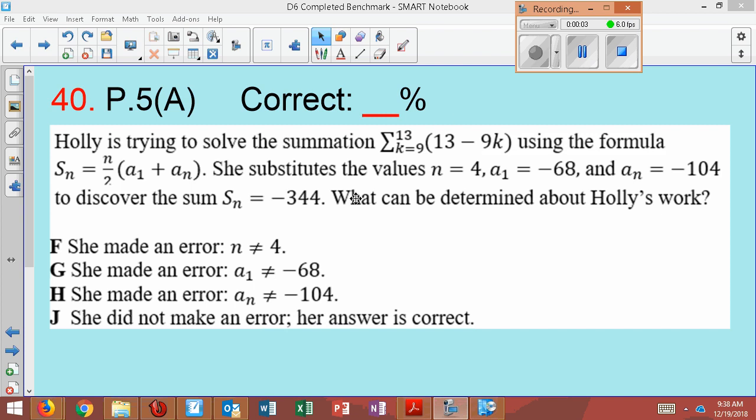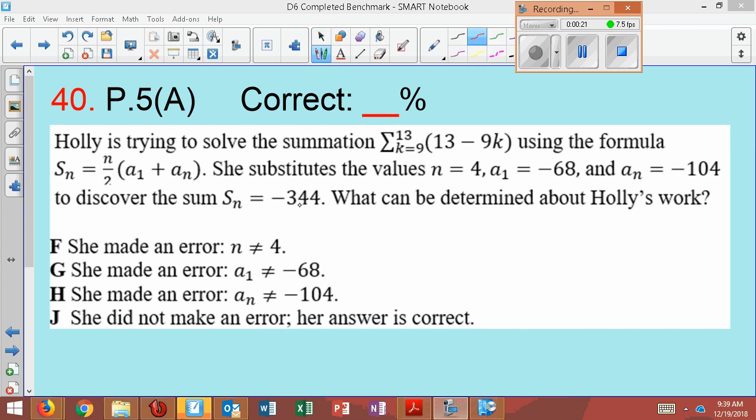Holly's trying to solve the summation k equals 9 to 13 of 13 minus 9k using the formula given here. She substitutes the values n equals 4, a sub 1 equals negative 68, and a sub n equals negative 104 to discover the sum of negative 340. What can be determined about our work?